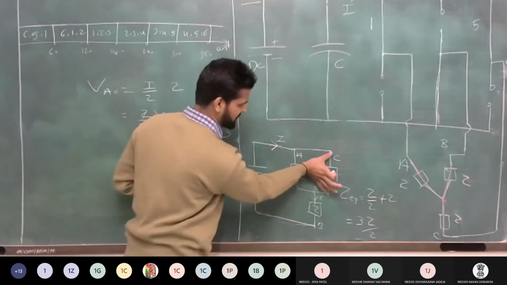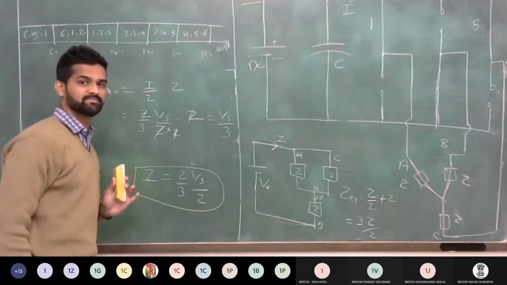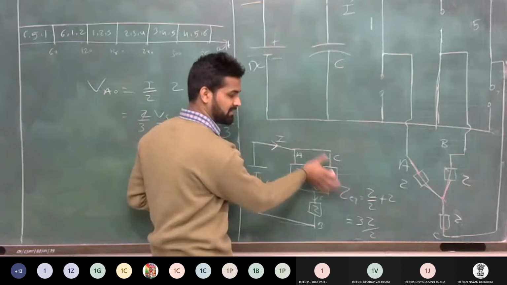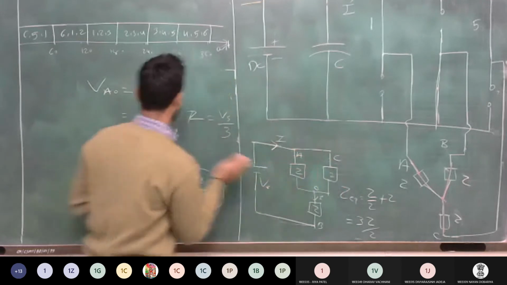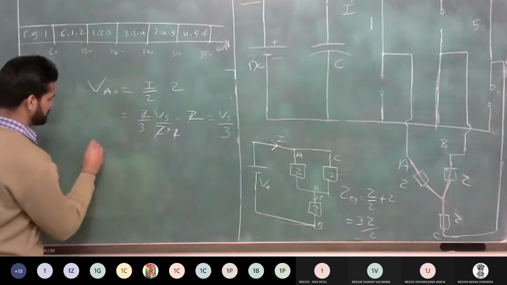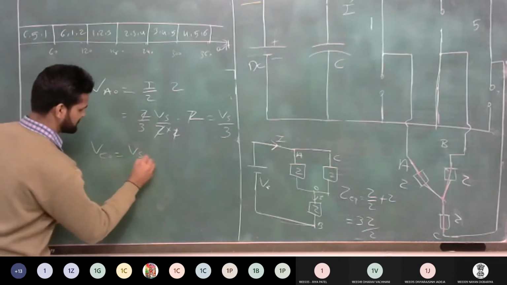Now what is the voltage across phase C? Vs by 3. Same value because both are connected in parallel. In parallel we know that voltage remains the same. So phase C voltage is also Vs by 3.